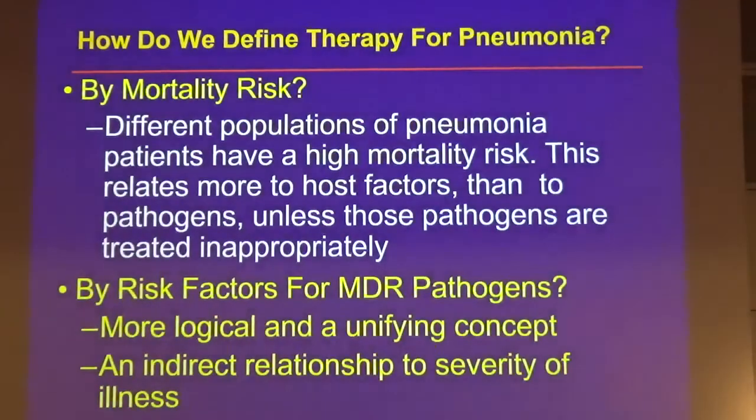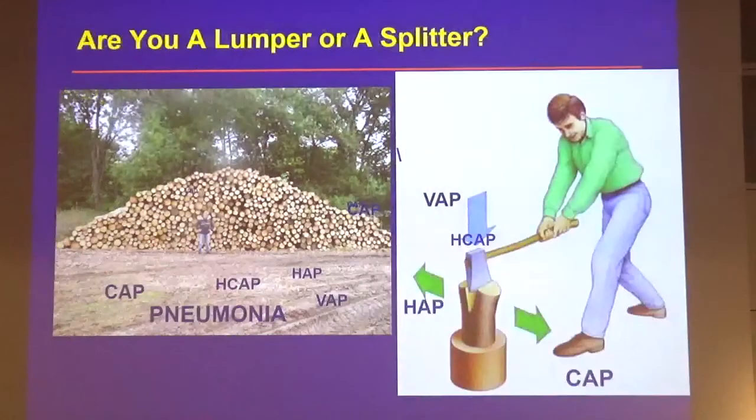So should we look at mortality risk? Different patient populations have a different risk for mortality, but that alone I don't think defines therapy. And I think a more logical and reasonable way, a more unifying concept, is to think about all patients and their relative risk for MDR pathogens. That has some bearing on severity, but ultimately I think that the risk factors for MDR pathogens are most important in defining how we want to treat pneumonia.